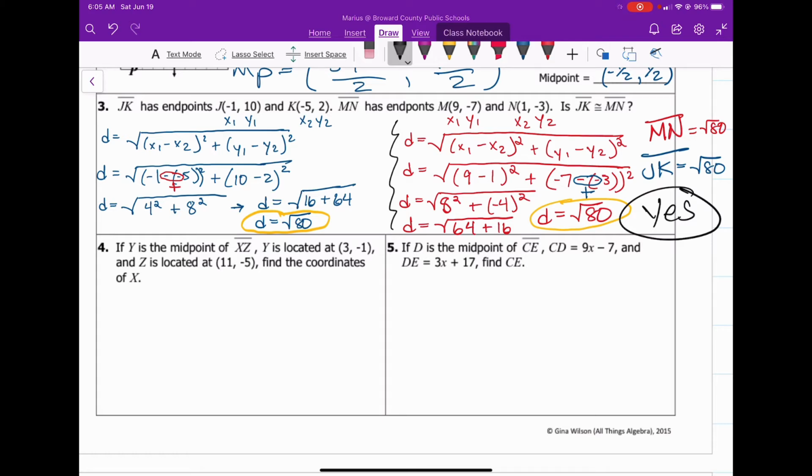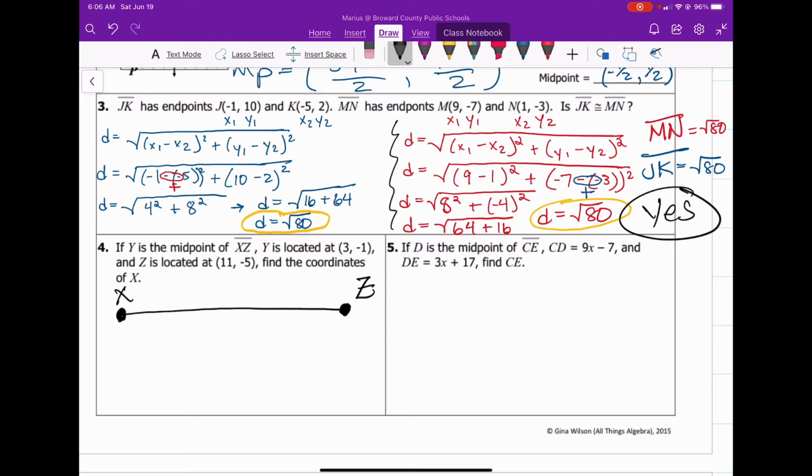Let's take a look at number 4. Number 4 states, if Y is the midpoint of XZ, Y is located at (3, -1), and Z is located at (11, -5), find the coordinates of X. If you need to take time to reread it, go ahead and do that. But first thing I would do here is draw out a simple little diagram. It can be a straight line. Your endpoints are X and Z.